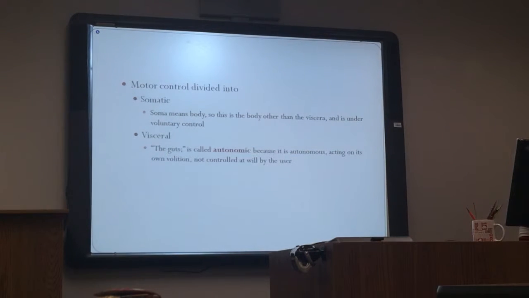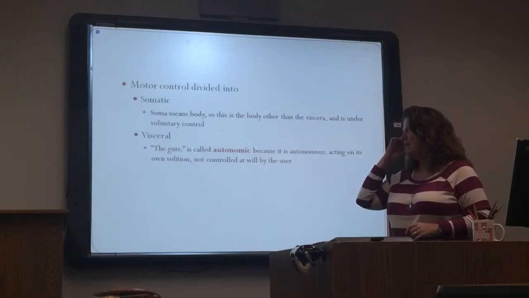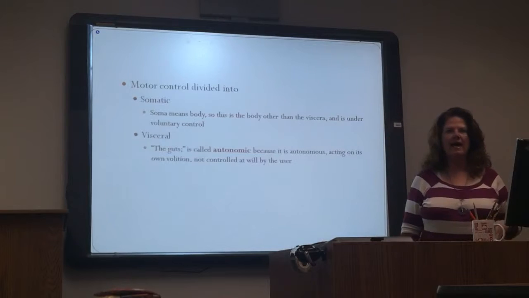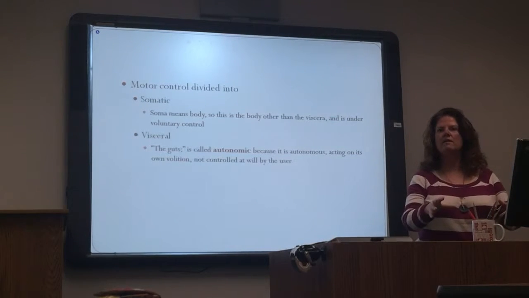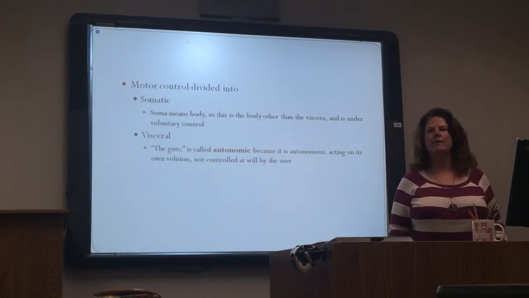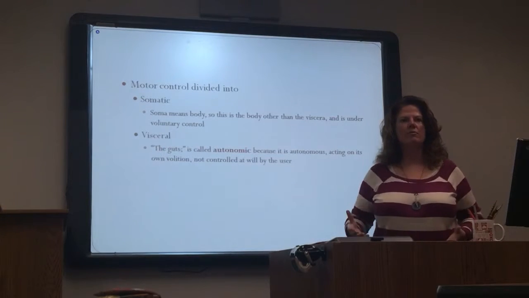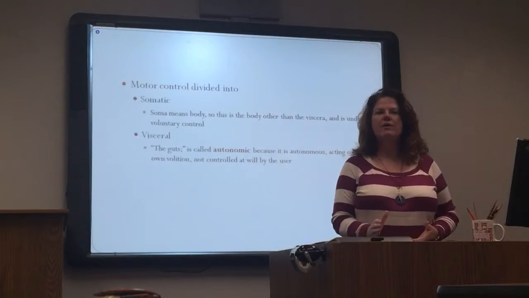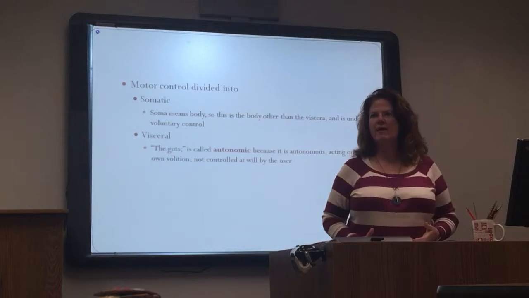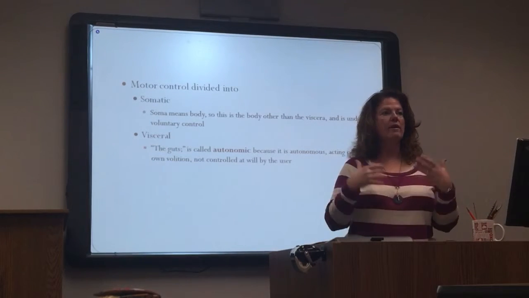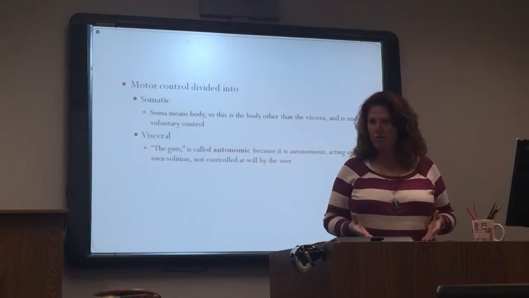So soma means body, so somatic means just skeletal muscle. And then the visceral, it gets called autonomic because it acts without your will. You do not control your heart rate. You do not control your blood pressure. You are not controlling insulin secretion from your pancreas. These things are going on without your conscious control.